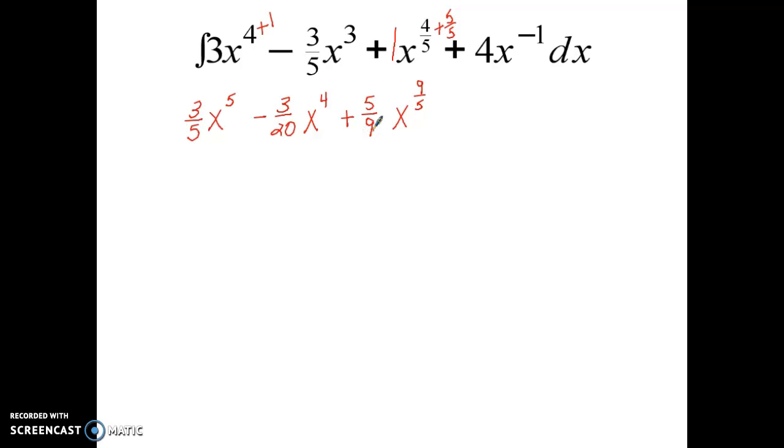Now, my fourth term, if I continue this process, if I increase it by 1, I would have x to the 0. When I take my coefficient and divide it by 0, now I have an undefined term. However, in math, this isn't undefined. There are special cases and rules with integrals.